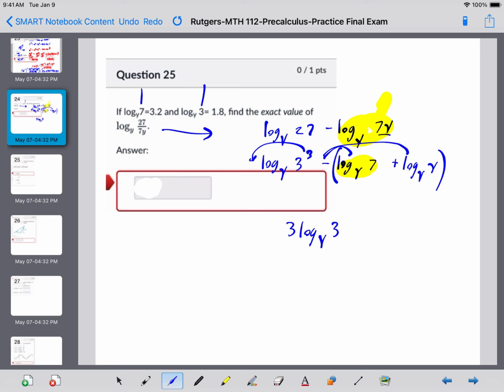I'm going to multiply this out. Negative log y is 7. The exponent on the y's are 1 and 1. It's common base. So 1 divided by 1 is 1. So we're going to have negative 1. And now log base y of 7 is 3.2. And log base y of 3 is 1.8. And then we just have to solve that. So 3 times 1.8 minus 3.2 minus 1. You get 1.2 as your answer.